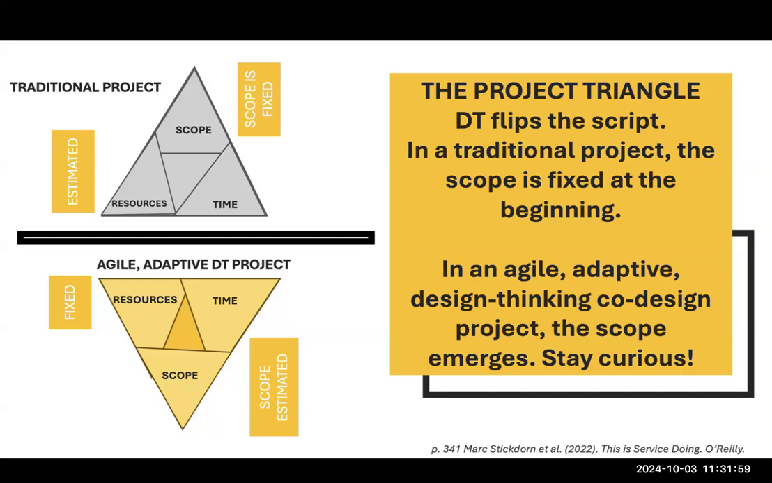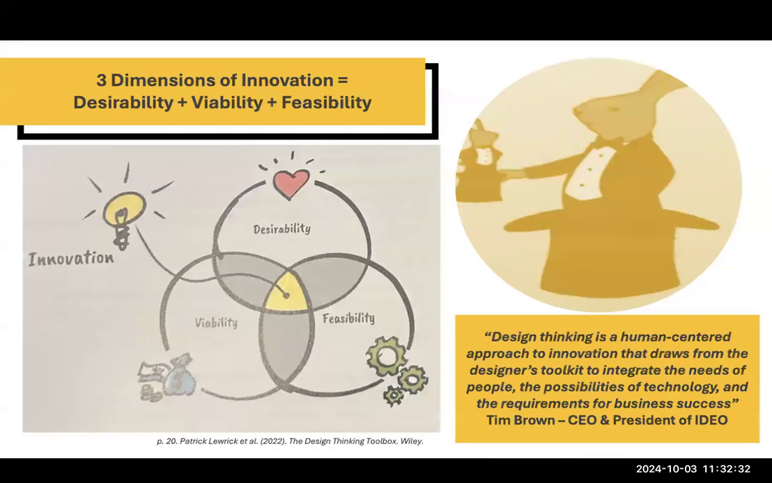So in a traditional project, we'll have the scope really fixed, okay? And then we estimate the resources and the time, but the scope is fixed and that can't change no matter what. We are going to develop an app. That's where we're going, or whatever it might be. But in an agile, adaptive design thinking project, the project triangle is flipped, okay? So we're really clear about the resources and time that we've got, but the scope, what we might do, that is open, dependent on user feedback and what we find in our exploration.